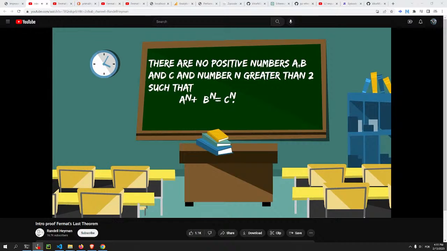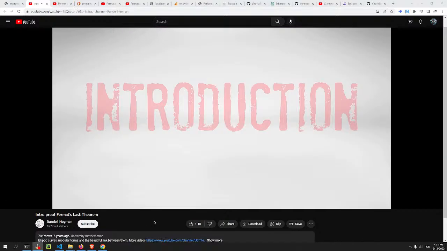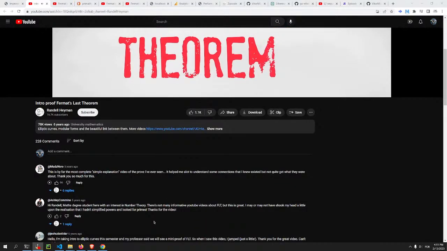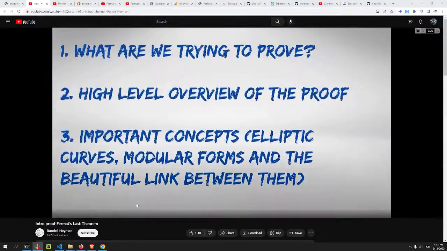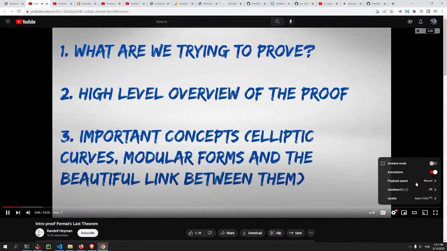What I'm going to do today is precisely what I've said in the title. This is an introduction, so it's pretty basic level, and I'm going to confine myself to the proof of Fermat's last theorem. I'm going to do this in three sections. Firstly, what are we trying to prove? Secondly, a high-level overview of the proof. And then finally, I'll explain some of the characters or concepts that appear in that high-level overview of the proof.